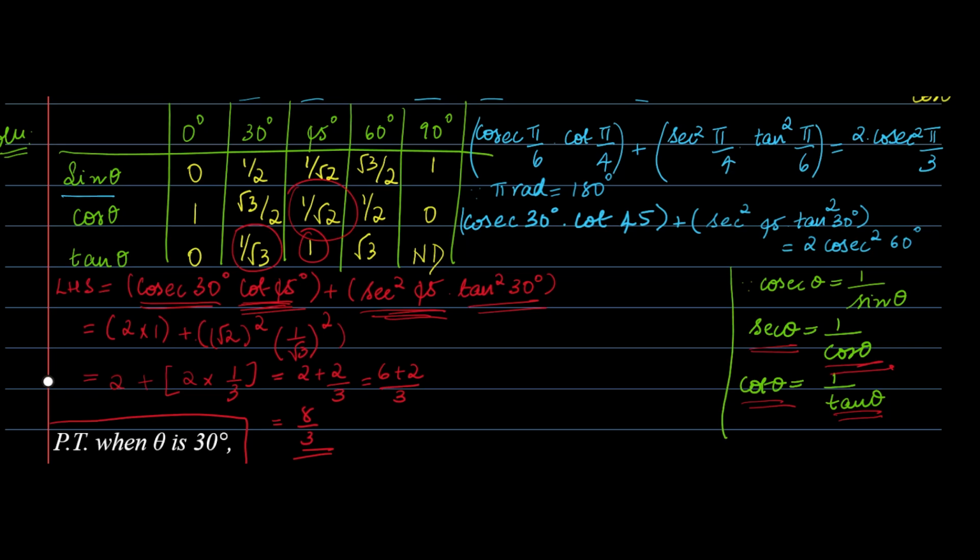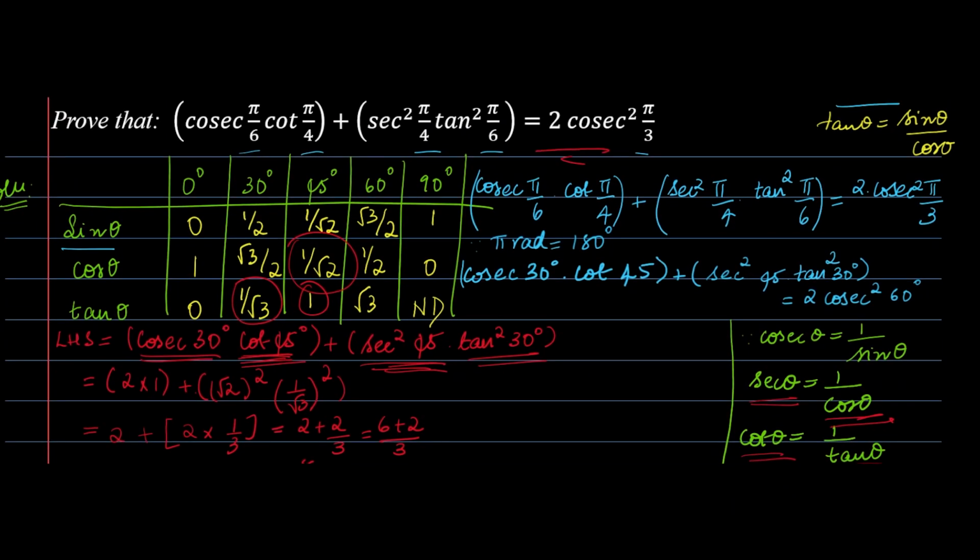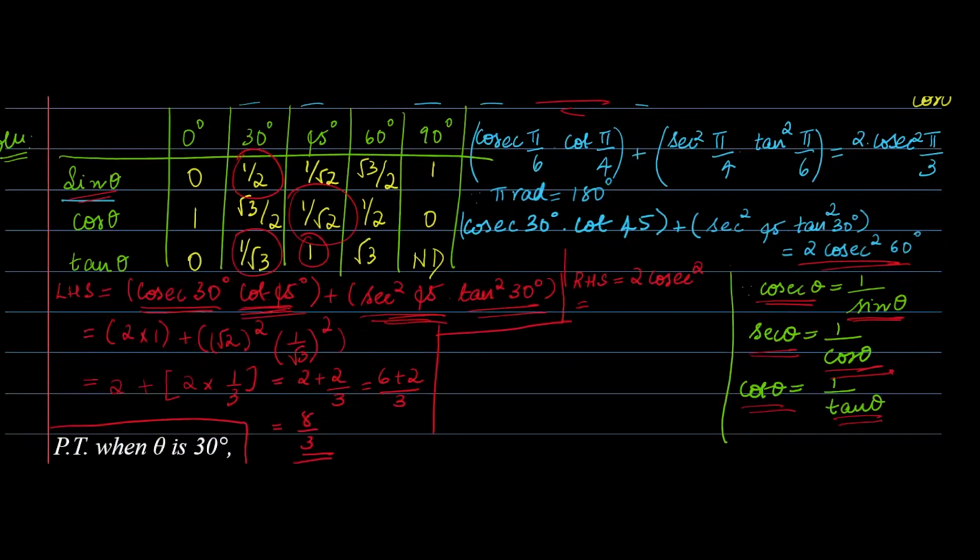Let us see if we are getting the same value for our RHS. So in RHS, we are having 2 cosecant square 60 degrees. In order to find the value of cosecant 60 degrees, we need to first know the value of sin 60 degrees. Sin 60 degrees has the value root 3 by 2. In the RHS, we will have 2 into 2 by root 3 square. So when we square the fraction, we will get 2 into 2 is 4, root 3 into root 3 is 3. So we will get 8 by 3, which is our LHS. Therefore, LHS is equal to RHS.